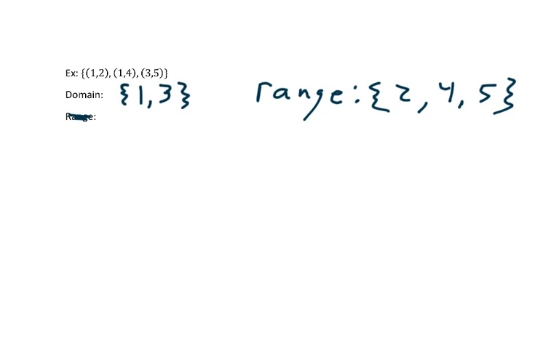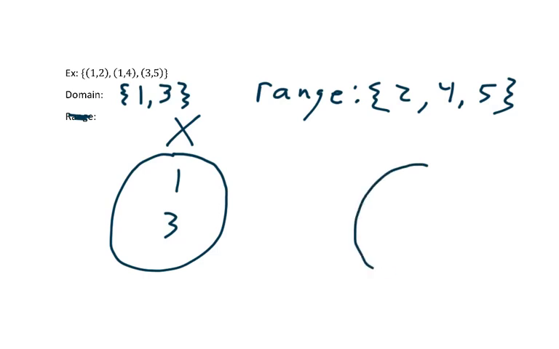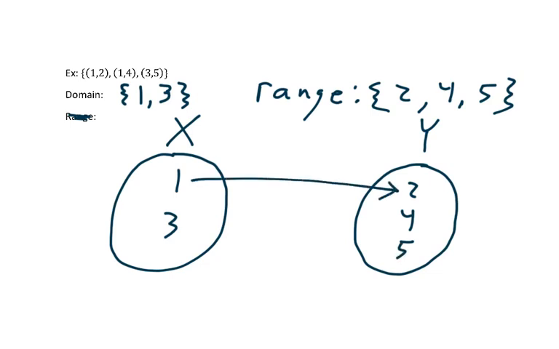And for fun, let's draw the correspondence diagram. So we have 1 and 3 in our domain. And in our range, we're calling that capital Y, we have 2, 4, and 5. So 1 is assigned to 2, right? That's what the first ordered pair tells us. For the second, we have 1 is assigned to 4. And for the third ordered pair, 3 goes to 5.